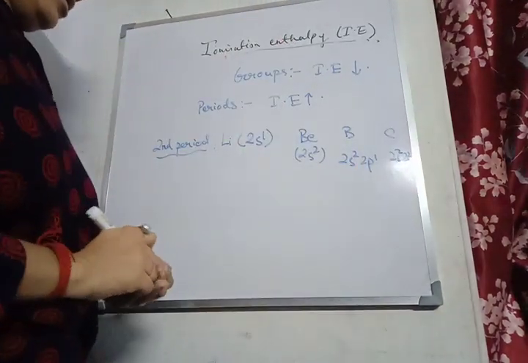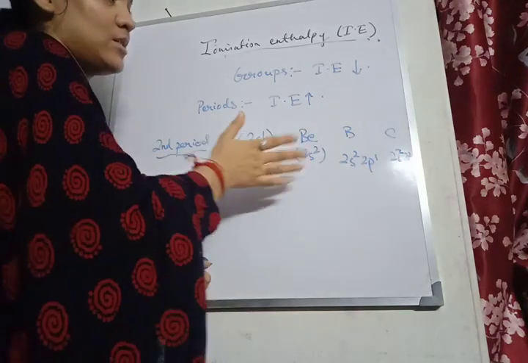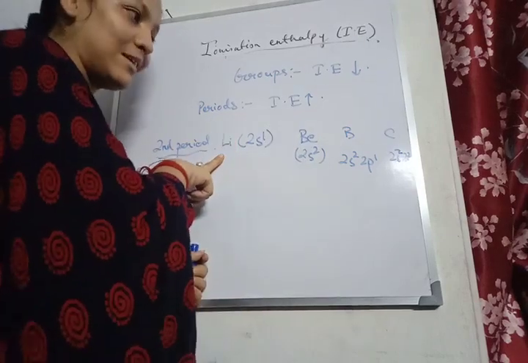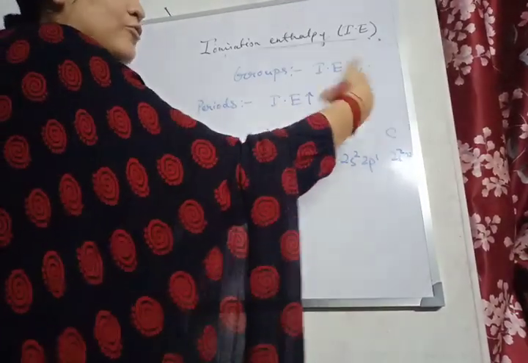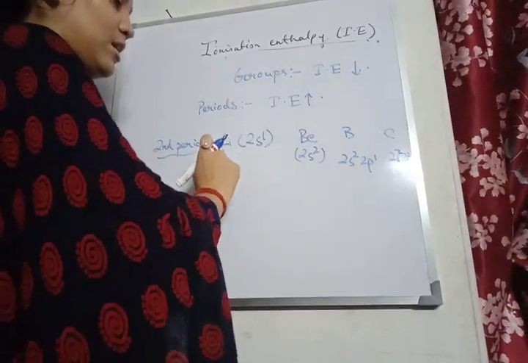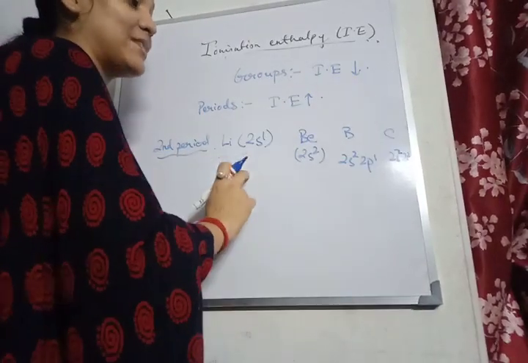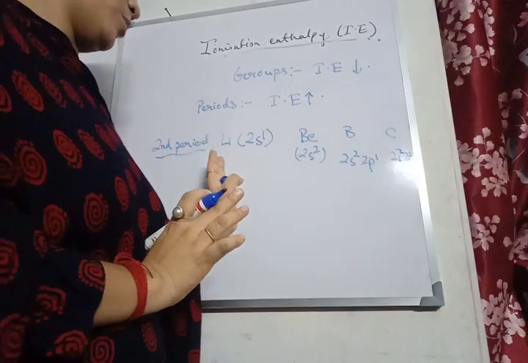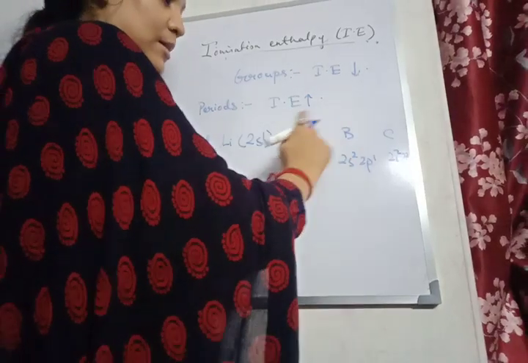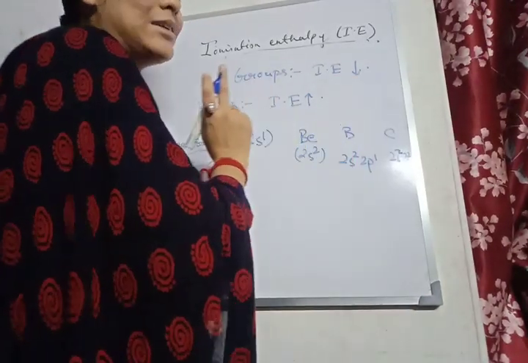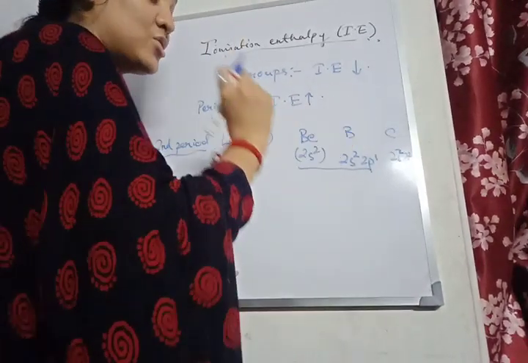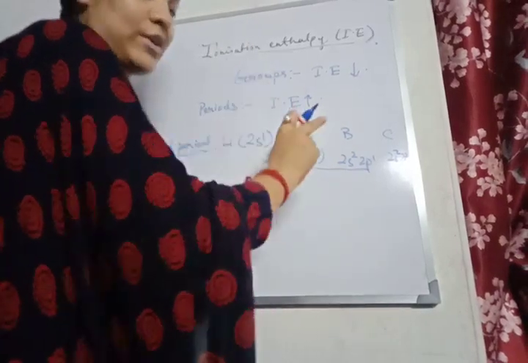Now, on moving across a period, the IE should increase. That means the IE value of beryllium should be more than lithium, boron should be more than beryllium, followed by carbon. But actually there are certain deviations. From lithium to beryllium, the ionization energy is increasing. But as we move from beryllium to boron, the ionization potential decreases. It's because of its configuration. So here we get a deviation. It should have increased, but it is decreasing.